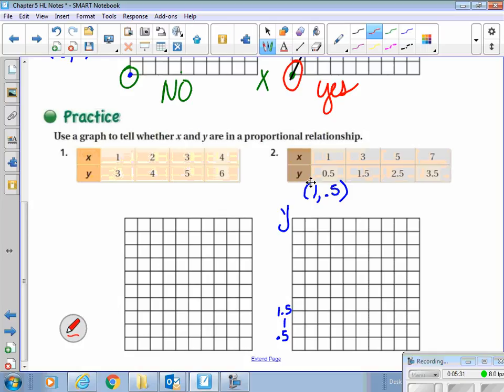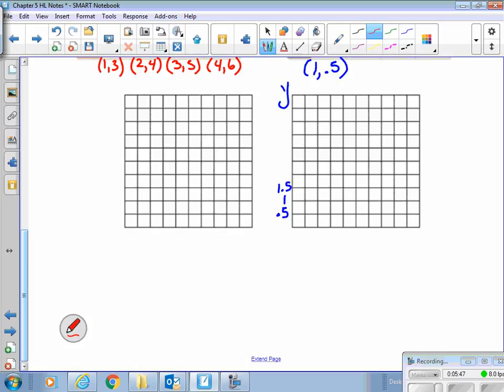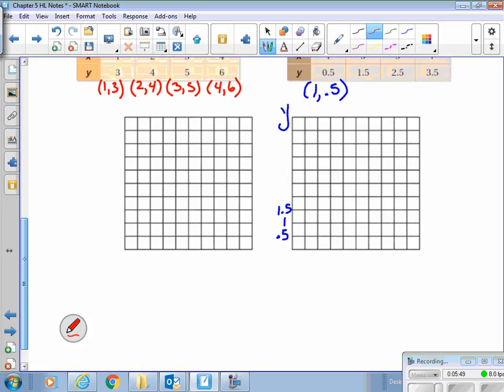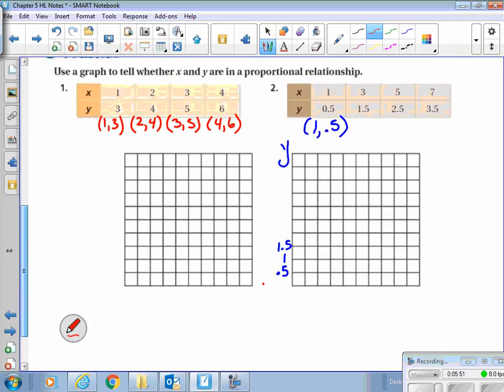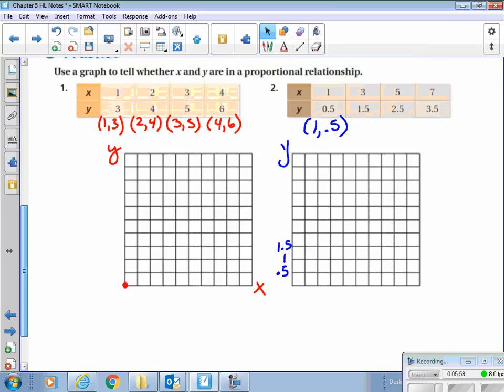The first ordered pair, number 1, we have 1, 3. The second one, 2, 4. X first, Y second. The next one is 3, 5. And the last one, 4, 6. I'm just writing them out so you get used to what an ordered pair looks like. X always comes first, followed by Y. Remember again that X is your horizontal axis and Y is your vertical axis. And you should be starting every time at the origin when you go to graph your points.